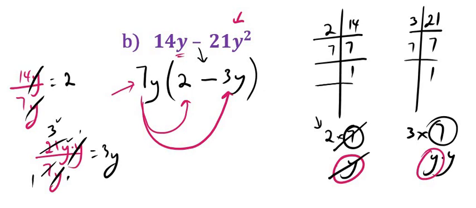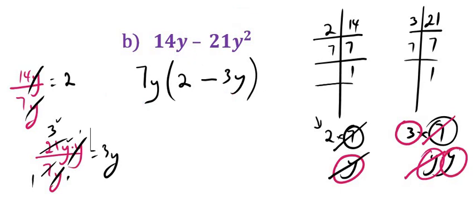Will that work? Let's try. 7 times 3 gives us 21, and y times y gives us what? Y squared. Okay, the other way we could do it is to look at the fact that when we cancel out the 7 and the y that are common, we're left with what? 3y. Solution is simply this.